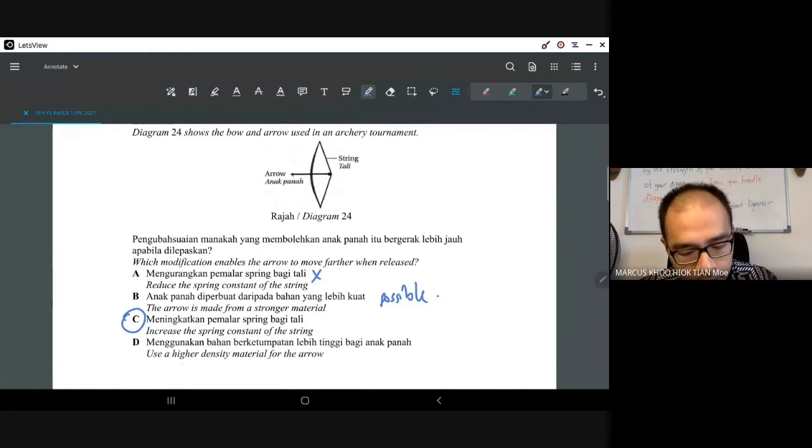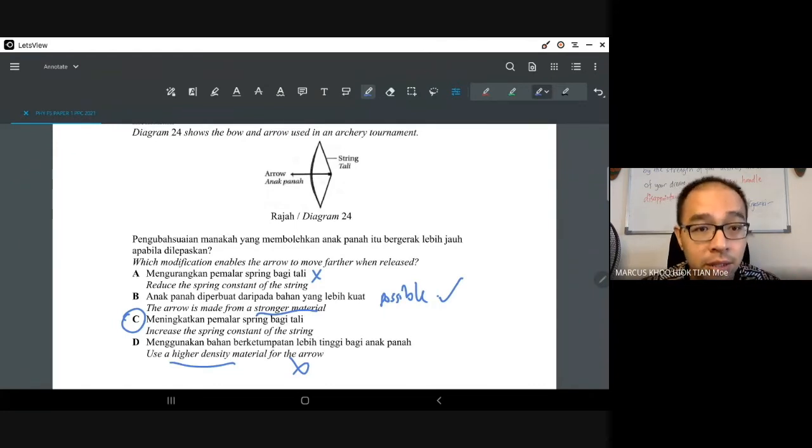Higher density is definitely wrong because this will make it heavier. Stronger material, as I said, is possible, but it doesn't really make a difference. If the arrow is made from stronger material, but the string still remains the same, it doesn't really make much of a difference.